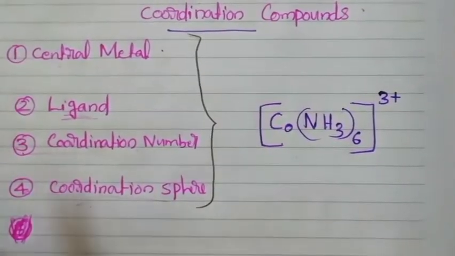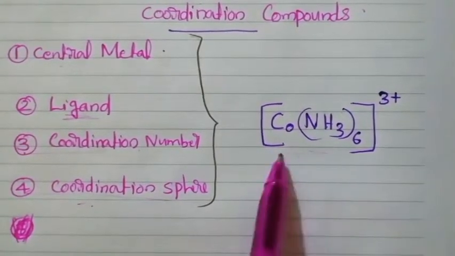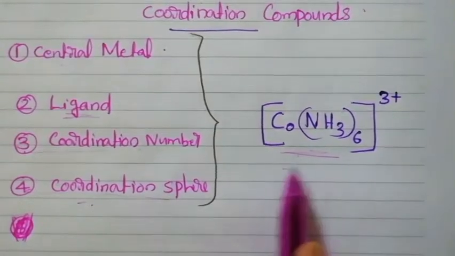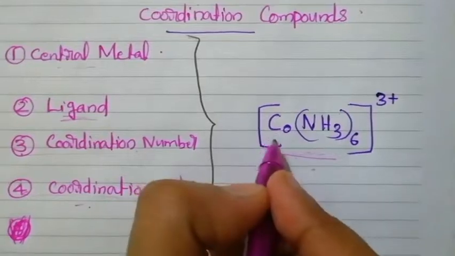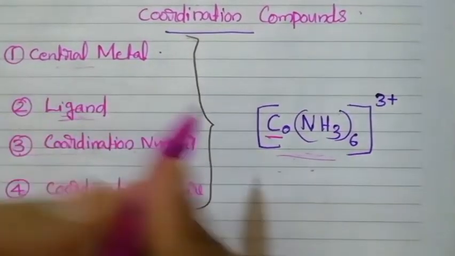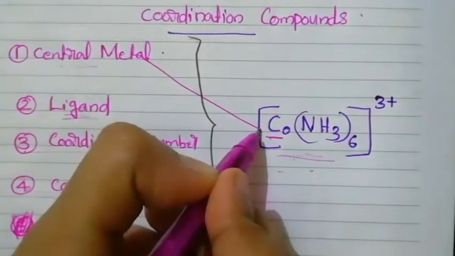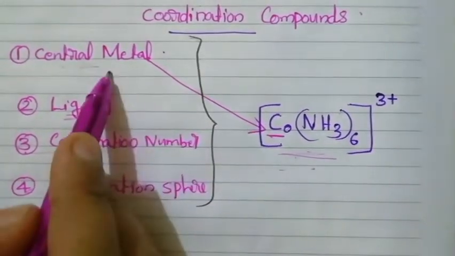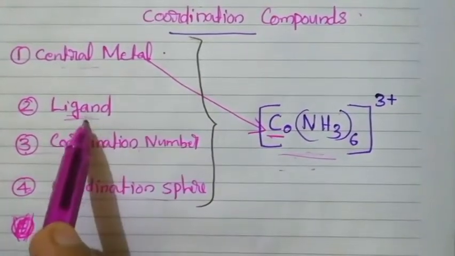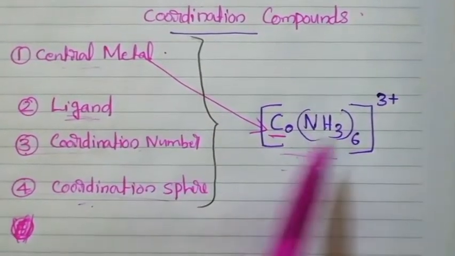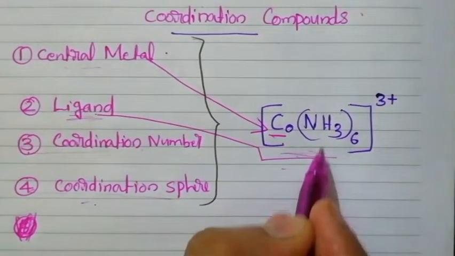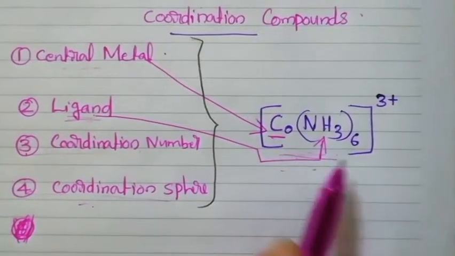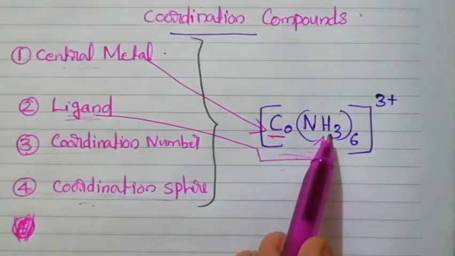Now let's consider this example: Co(NH3)6 3+. Co is cobalt. Let's see each component in this compound. Here, cobalt is the central metal. And we can understand which one is the ligand. The ligand here is NH3.